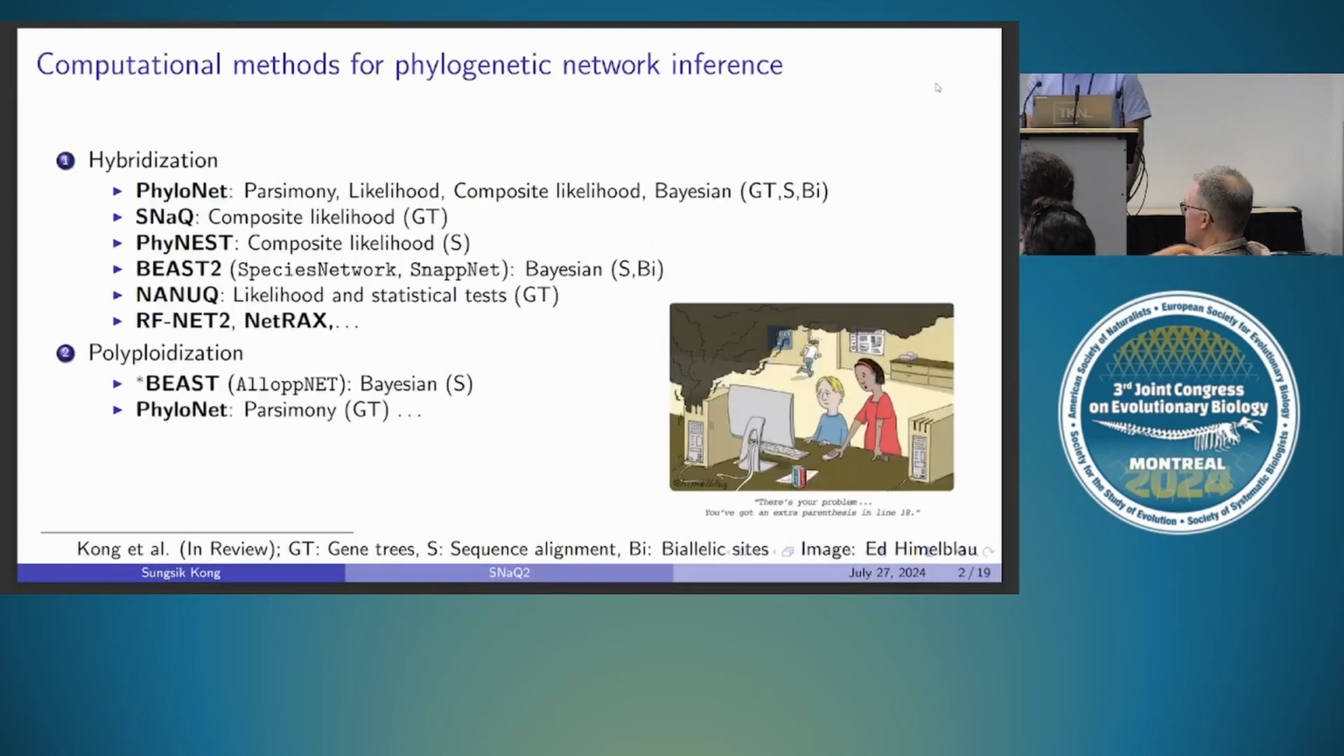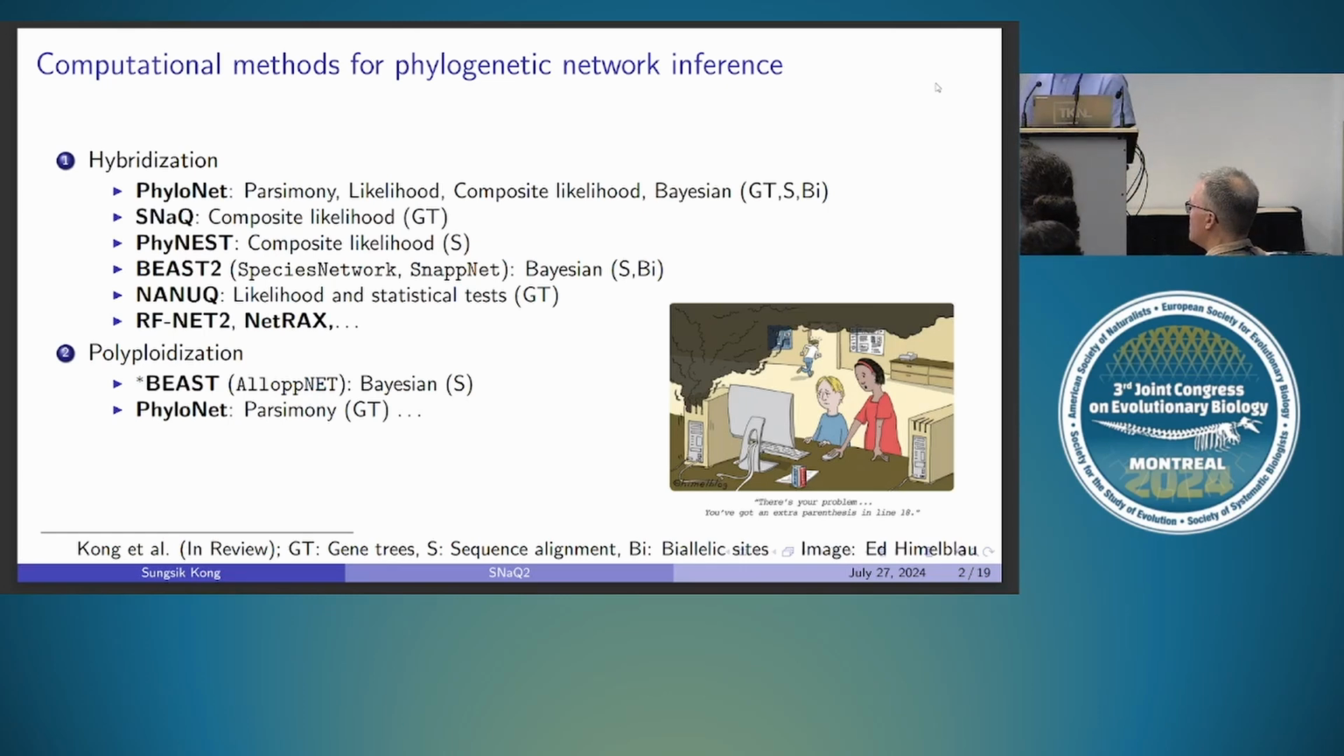inference. I'd like to start off my presentation with a list of existing computational tools to infer phylogenetic networks. This is because we have been working on a review paper, and I'm impressed by how network methods have developed in the recent past. We have PhyloNet, which is a gigantic program that has multiple functions using multiple optimality criteria like parsimony, likelihood, composite likelihood, or pseudolikelihood, and Bayesian, using gene trees, sequence alignments, or biallelic sites.